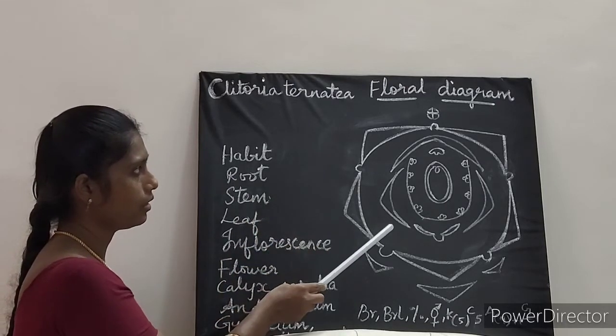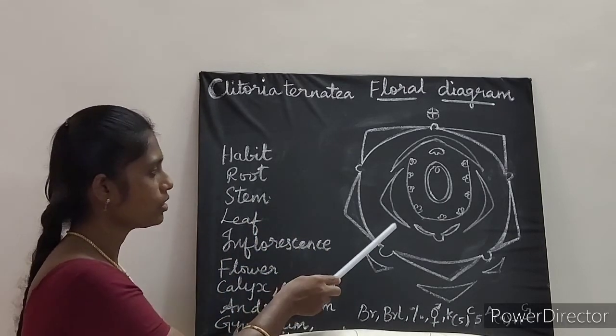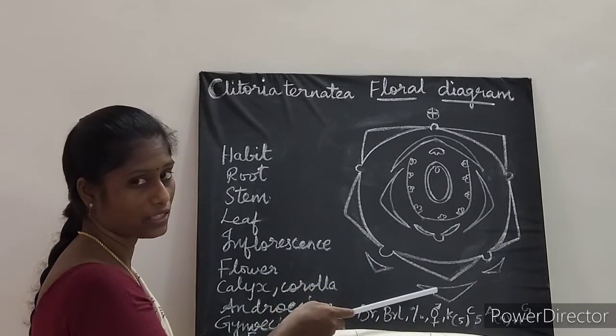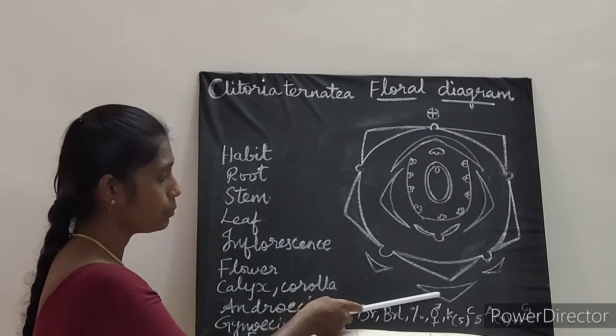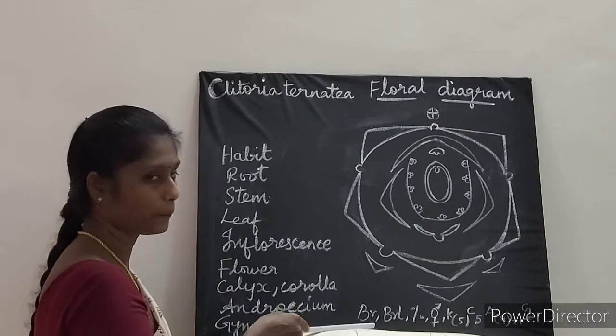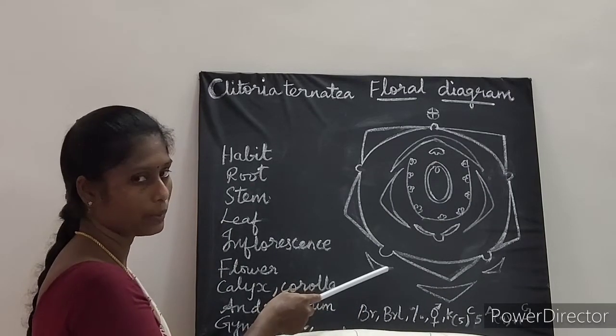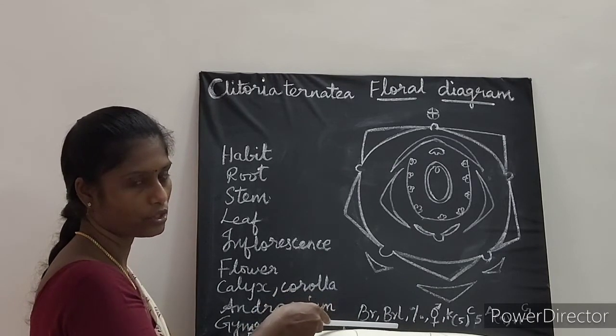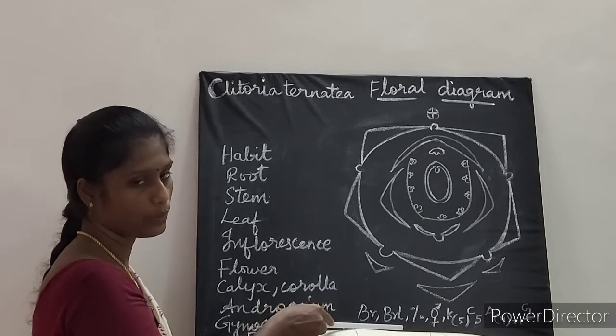Now let us study the floral diagram. So this is a floral diagram of Clitoria ternatea. Here bract is present, is it not? So this is bract and it is represented by BR. And then bracteoles are present, represented by BRL. In order to avoid confusion, BR means bract, BRL means bracteoles.